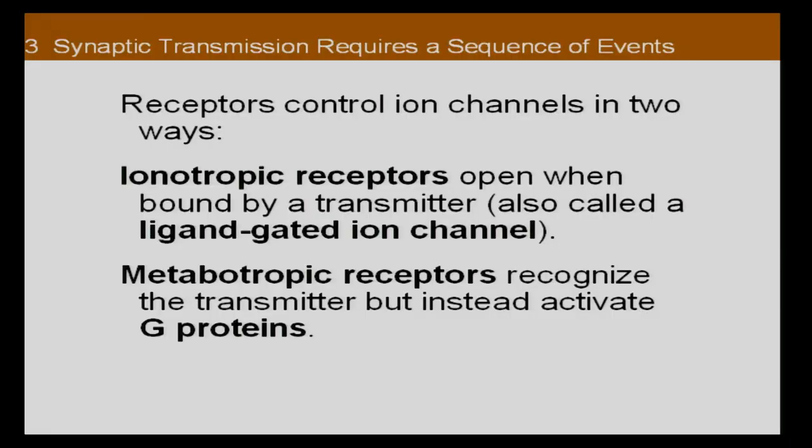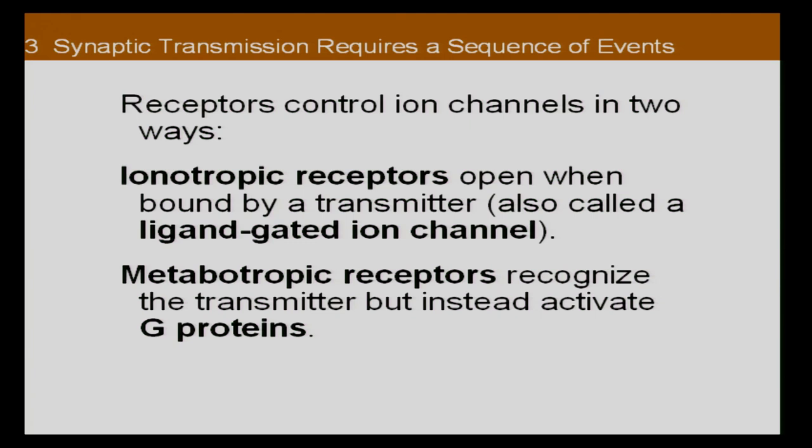Okay, agonists are mimicking the neurotransmitter. Antagonists are blocking the receptors and blocking the workings of a particular neurotransmitter. Now, the last distinction before we wrap it up is I need to tell you about two different types of receptors.